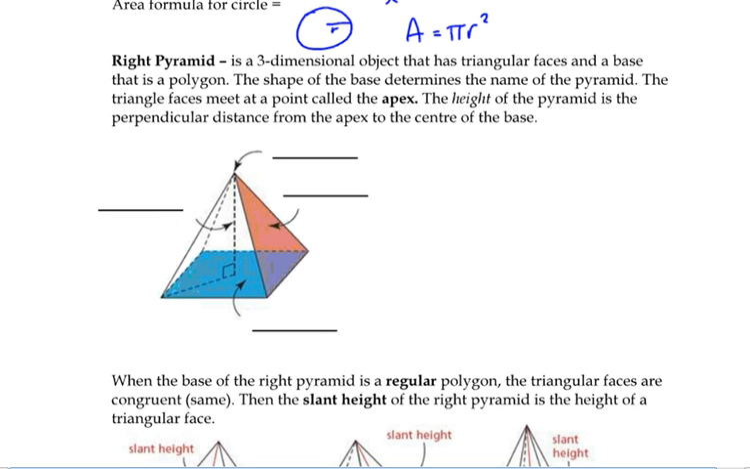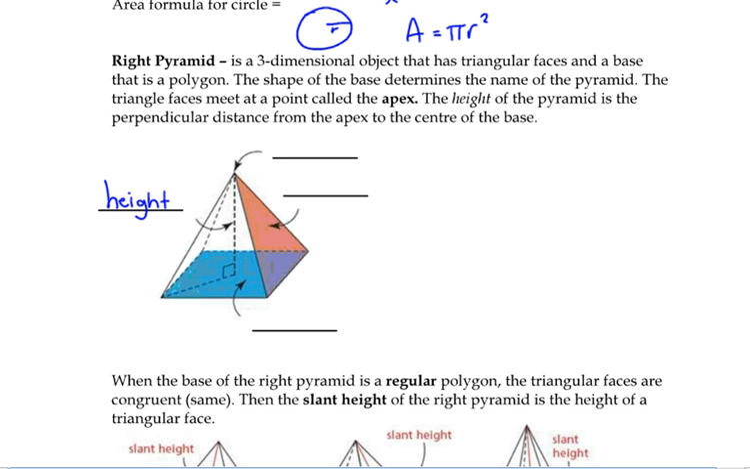Do you know anything here? The wall? Where's the wall? Oh, this? What would this be called? Okay, so this is the altitude, the height. Let's fill that one in. You're right. That is the height.